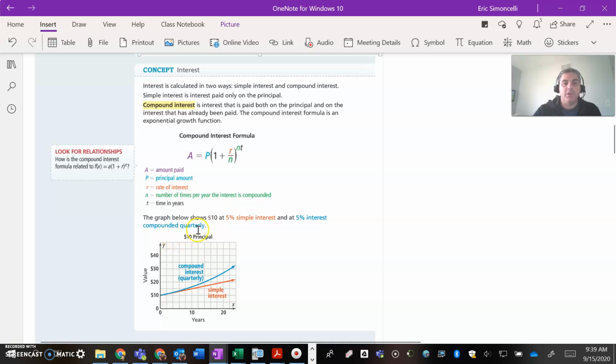The graph below shows $10 at 5% simple interest and at 5% interest compounded quarterly. The red line, and it is just a line, is where you start with $10 and over the course of time your money is growing, but it's only growing linearly. The r value is the same. The equation for the simple interest expression is just I equals P R T, I being interest, P being principal, r rate, t time.